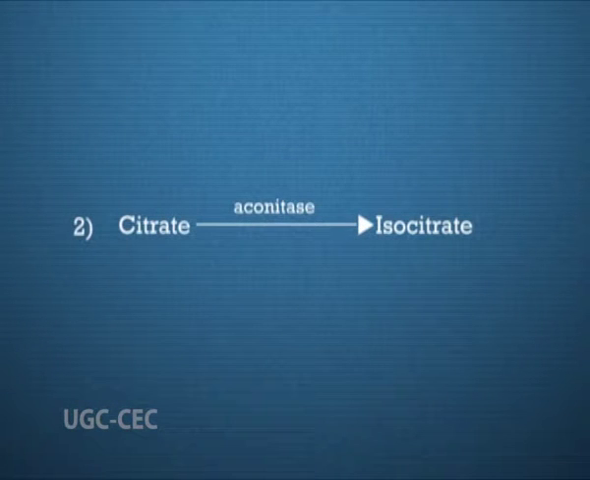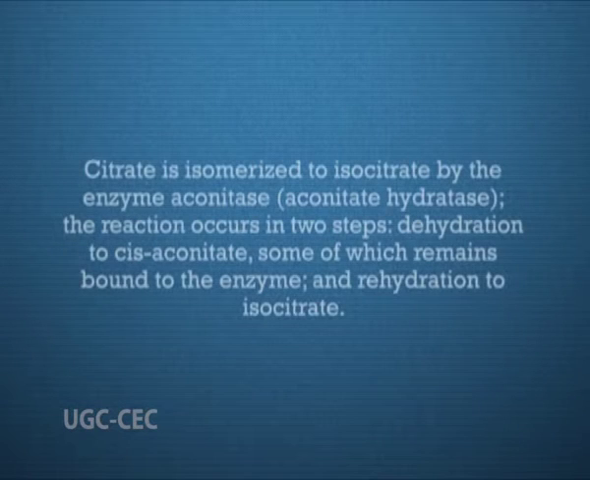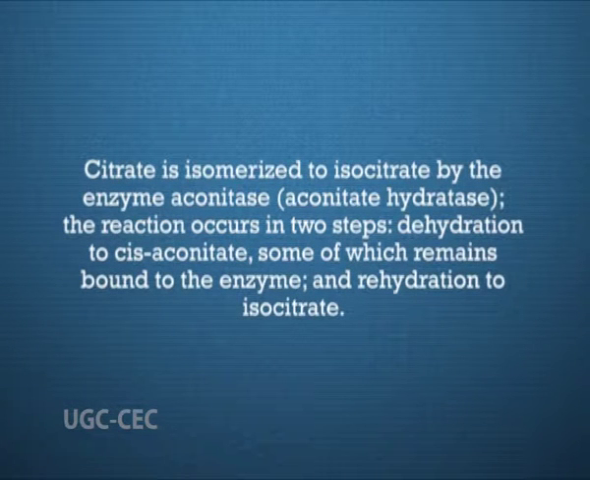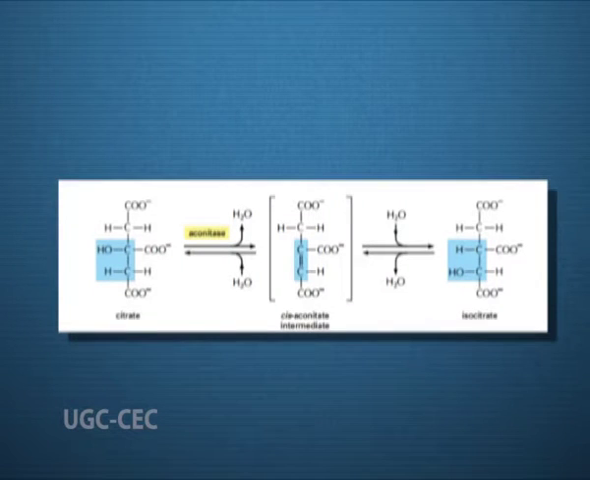Citrate is isomerized into isocitrate. Citrate is isomerized to isocitrate by the enzyme aconitase, or aconitase hydratase. The reaction occurs in two steps: dehydration to cis-aconitate, some of which remains bound to the enzyme, and rehydration to isocitrate. The hydroxyl group is not properly located in the citrate molecule for the oxidative decarboxylations that follow. Thus, citrate is isomerized into isocitrate to enable the 6-carbon unit to undergo oxidative decarboxylation.